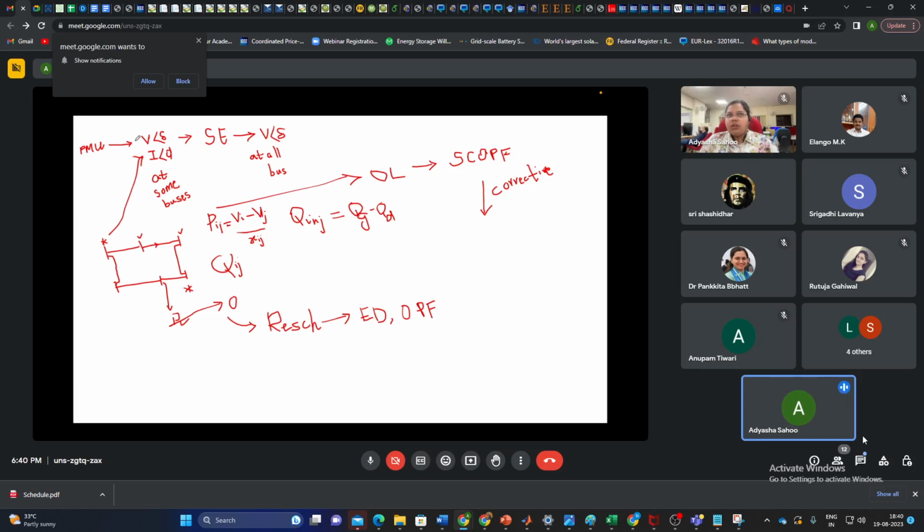It is not like we are 100% uncertain. There is a band, let's say 10% we are having uncertainty, that we may estimate that we may have solar of 2 megawatt. So this 2 megawatt may change to, let's say, 1 megawatt or something like that.